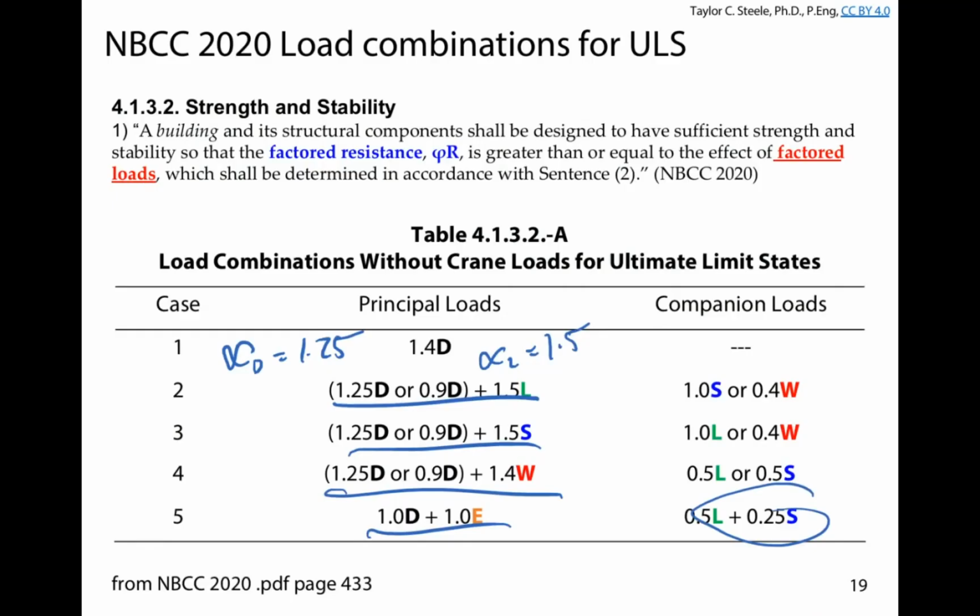Okay, so this might look a little bit weird. How do I use these companion loads? When do I add them into the principal loads? Basically, each of these load cases is going to have several different subcases.